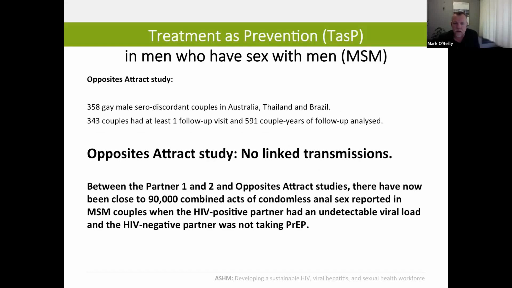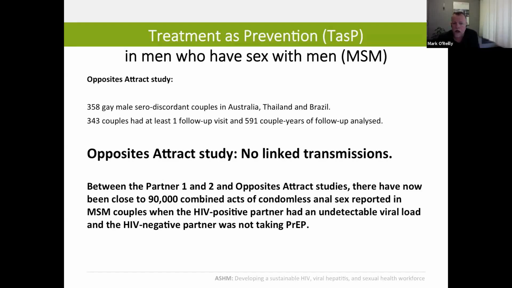The Opposites Attract study was the study done by Australia, the Kirby Institute. This looked at 358 gay male couples, serodifferent couples in Australia, Thailand and Brazil. There were 343 couples who had at least 1 year of follow-up visit, and 591 couple years of follow-up were analysed. And again, in the Opposites Attract study, there were no linked transmissions.